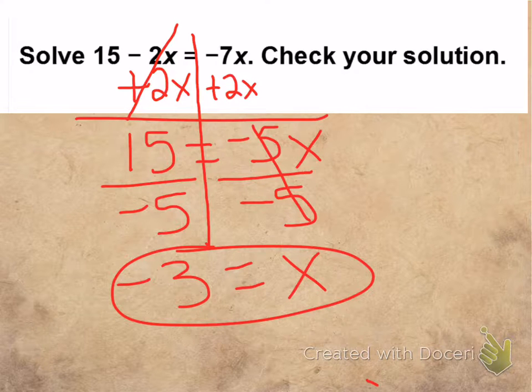So negative 2 times negative 3 is 6. 6 plus 15 is 21. Negative 7 times negative 3 is also 21. So 21 equals 21, so x equals negative 3 is correct.